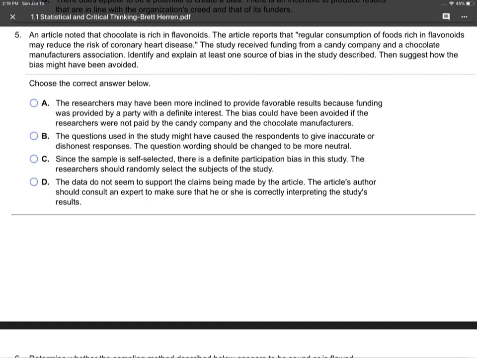Answer A says the researchers may have been more inclined to provide favorable results because funding was provided by a party with a definite interest. Yeah, that's sounding good so far. The bias could have been avoided if the researchers were not paid by the candy company. Wait, were they paid? Did it say they were paid? Yeah, the study received funding. Oh, there it is. Thank you. It looks like A to me, but let me read B because I messed up last time. Let me read B to be careful here.